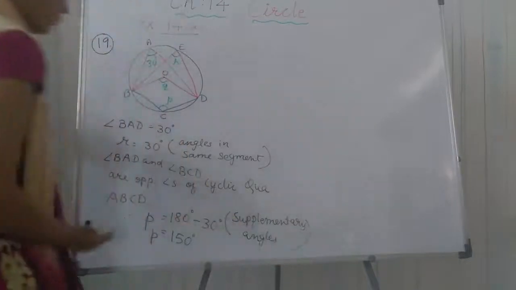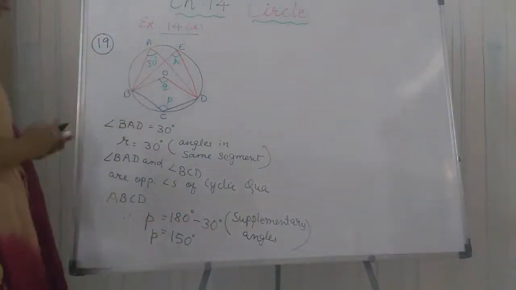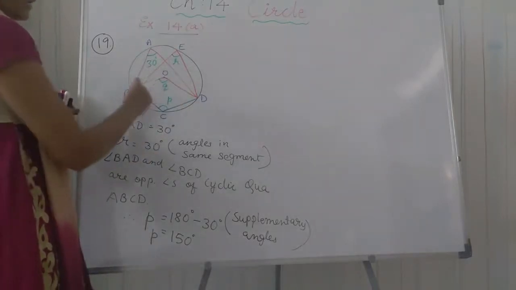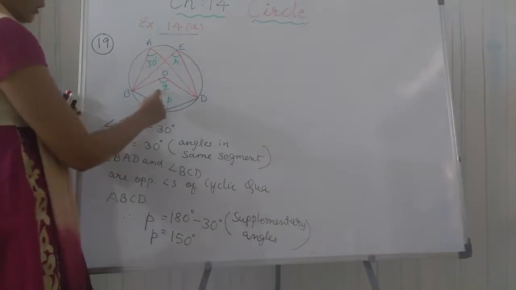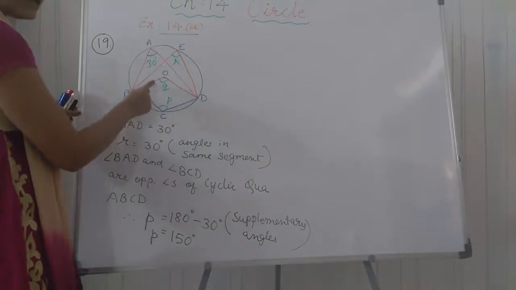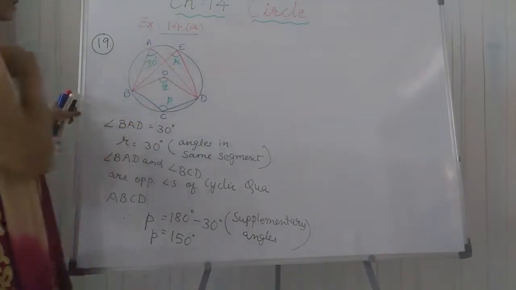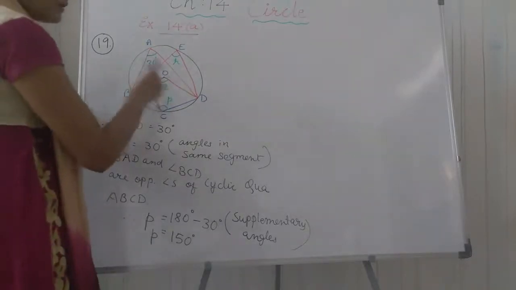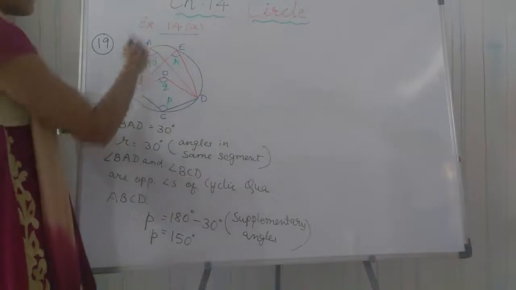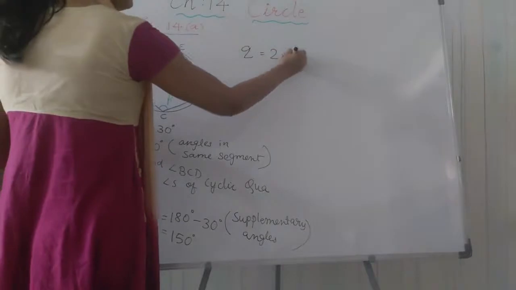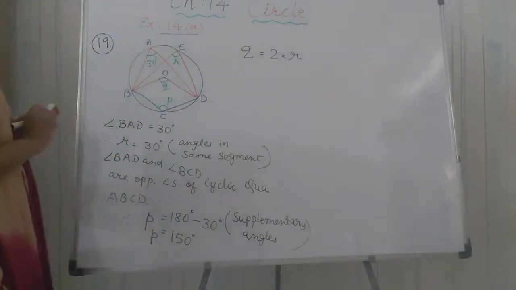Okay, so two angles found, R and P. The third angle is Q, students. So again you see this R value, we all know it is 30 degrees. So what is the relation of this R and Q? They are forming with the same arc BD, but this one at the center and this one at the circumference. One theorem in the circle chapter says that angle at the center is double the angle at the circumference. It means angle Q is double of angle R. So I can write Q is equal to 2R.